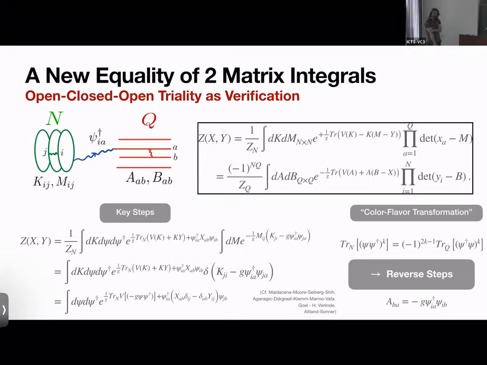This is some exact equality. Yeah, exactly. And physically, it just comes from the idea that these two things have to be equal because my choice of what I integrate out is up to me. This is not even at large N. This is an exact statement at finite N and finite Q. Okay, so.